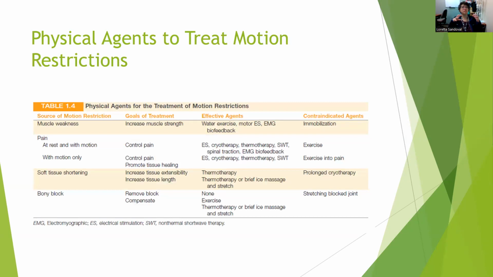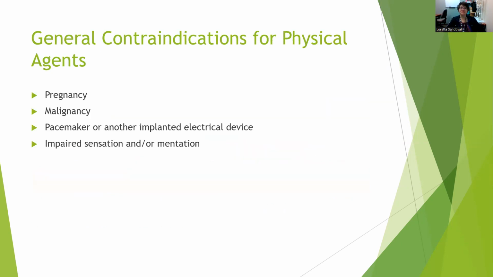When we're talking about motion restrictions, motion restrictions can be caused by muscle weakness. They can be caused by pain. They can be caused by soft tissue shortening, and we can have a lot of effect on that. And what's, of course, not listed in this textbook is soft tissue mobilization, and that can really have an effect on soft tissue shortening. And a bony block is another reason why you might have motion restrictions, that you're not necessarily going to have a physical agent that affects. You might have to go more drastic, like surgery, which of course we don't do. We see them after surgery.